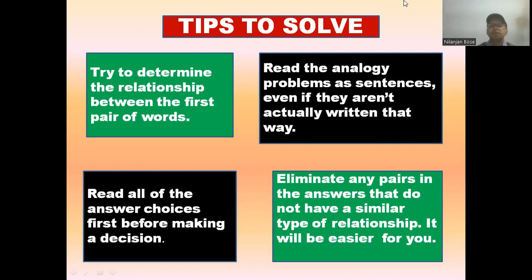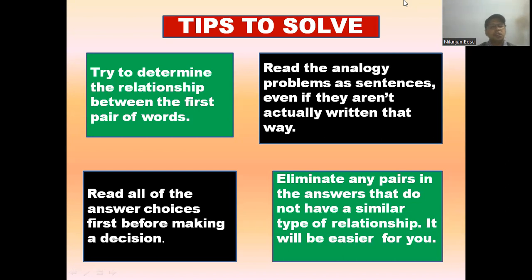Talking about the second one, read the analogy problems as sentences, even if they are not actually written that way. The format in the question is that the two pairs of words will be presented in the form of a ratio. For example, big is to small. So they will not be presented in the form of sentences, but you should consider them in the form of a sentence. Why? Because it is going to give you a fair bit of idea of the actual meaning of the words and how they are correlated with each other.